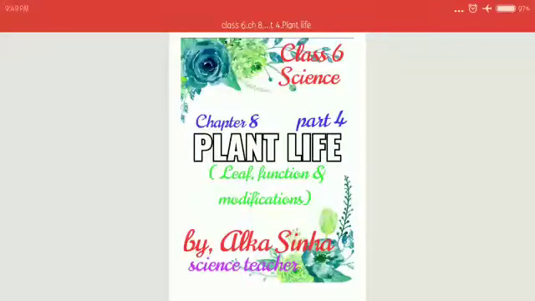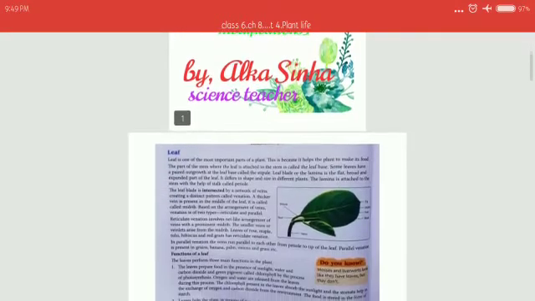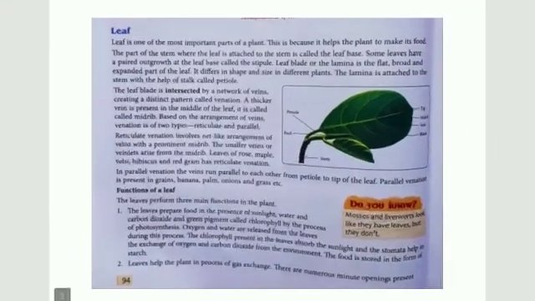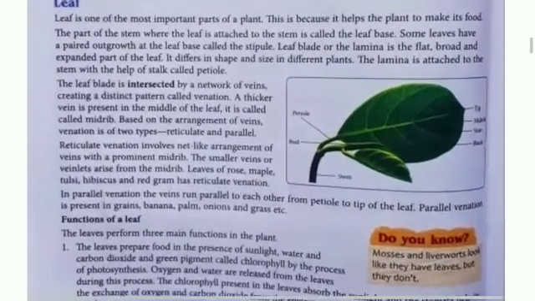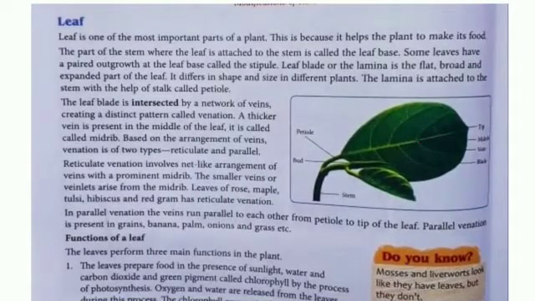Morning, students. In this part of plant life, we will learn about the leaf. So let's start. First of all, what is a leaf? The leaf is one of the most important parts of the plant. Okay? This is because it helps the plant to make its own food. Green leaves make food for plants and also for animals and human beings.